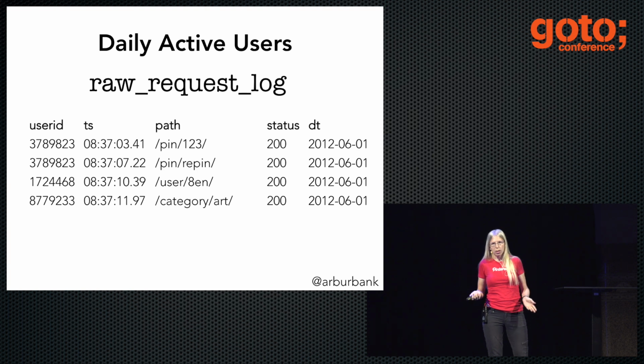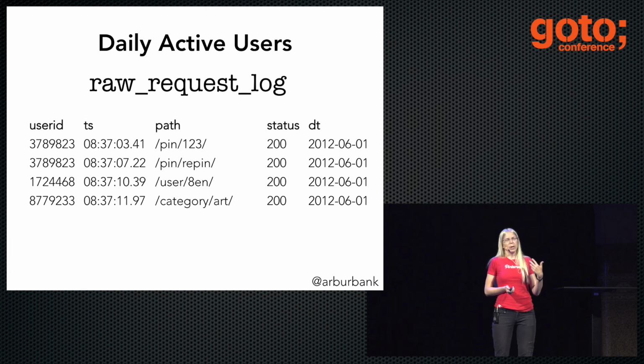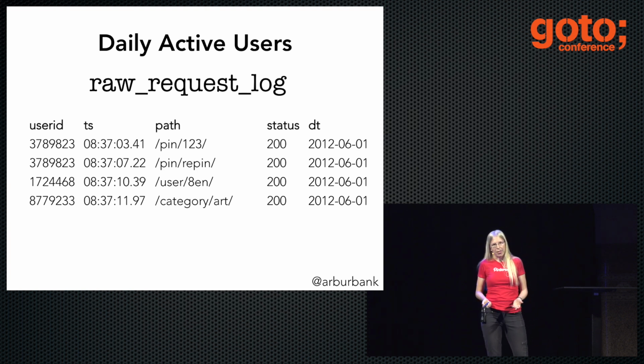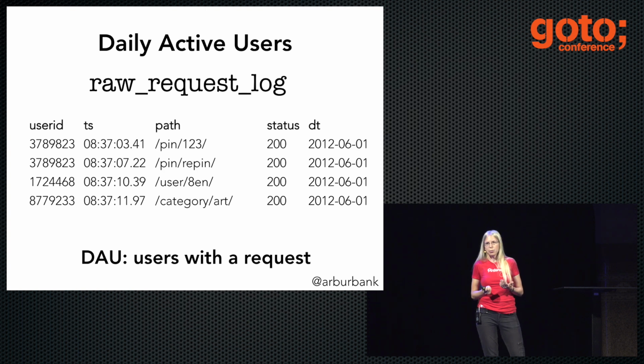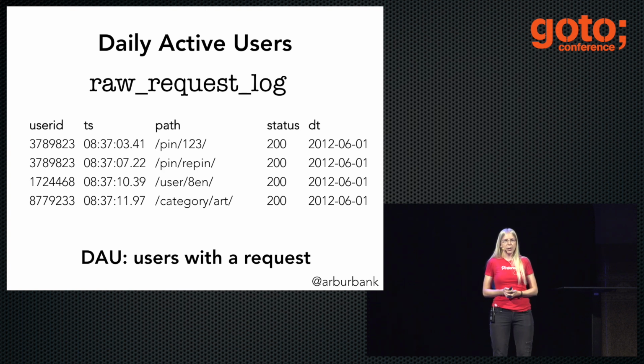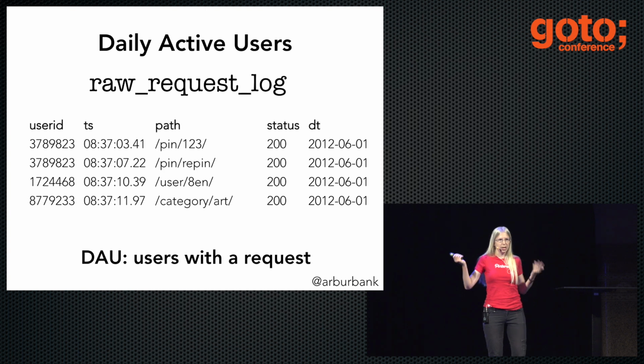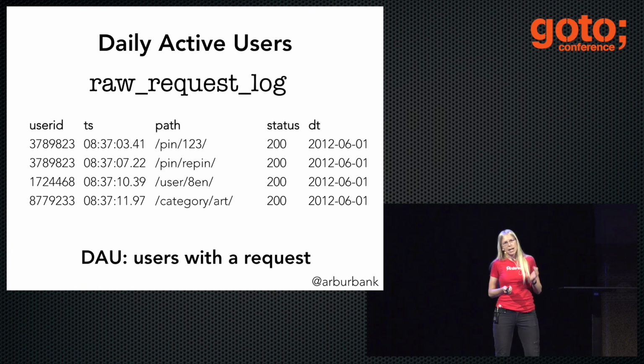So the raw request log looks something like this. For every request, it says what user made that request, what time that request was, what path it hit, what status it returned, and a whole bunch more things I'm not showing here. And so from that, we said, hooray, we can finally count who is coming. A DAU is a user who hits our service with a request. Awesome, my talk is over. Well, it's not that simple.